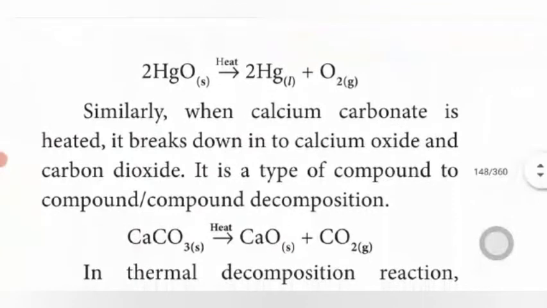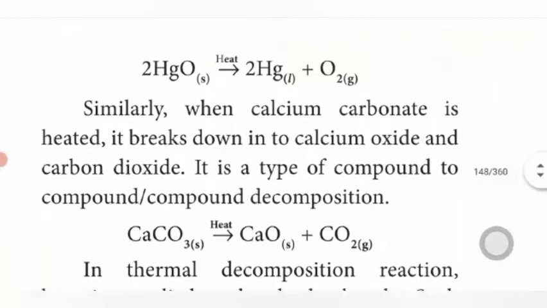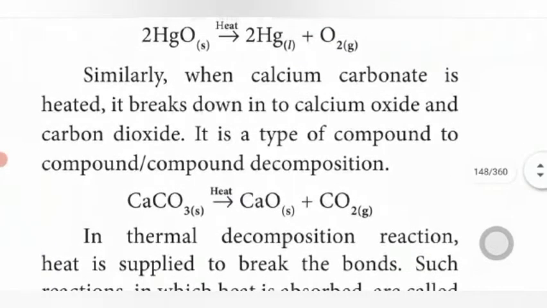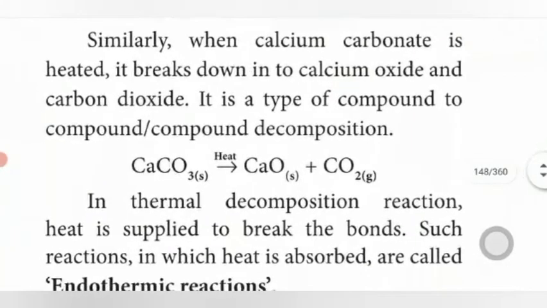Example, mercury II oxide, formula HgO. Applying heat energy, it gives mercury and oxygen. Similarly, when calcium carbonate is heated, it breaks down into calcium oxide and carbon dioxide.